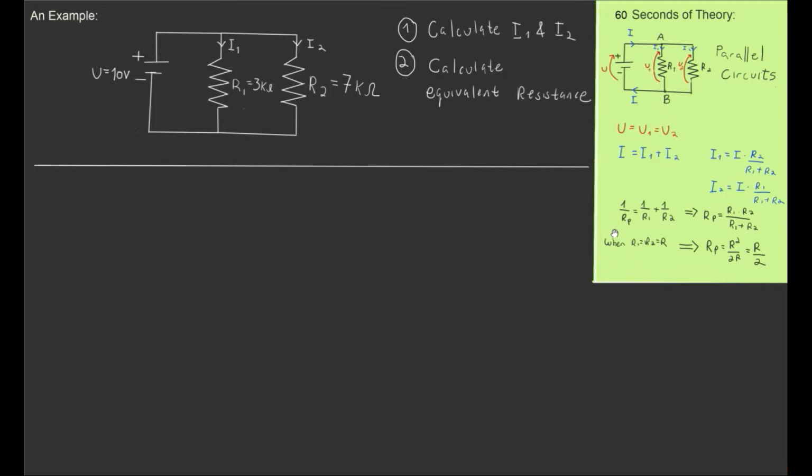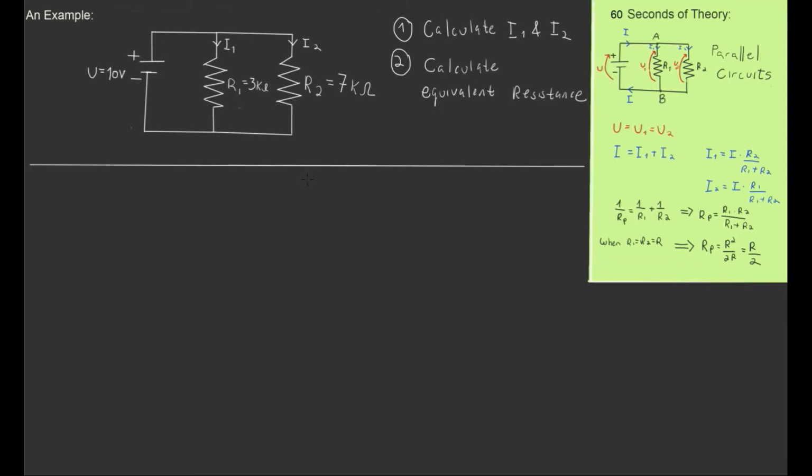And what about equivalent resistance? Well, the equivalent resistance general formula is this: 1 over the equivalent resistance equals 1 over R1 plus 1 over R2. But the more useful formula, as you'll see, is this one. The equivalent resistance of a parallel circuit equals the product of the two resistances divided by their sum. And this becomes even simpler when two resistances are equal. Let's assume both are equal R, then the equivalent resistance becomes R divided by 2.